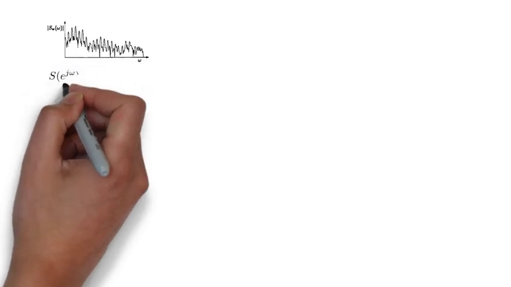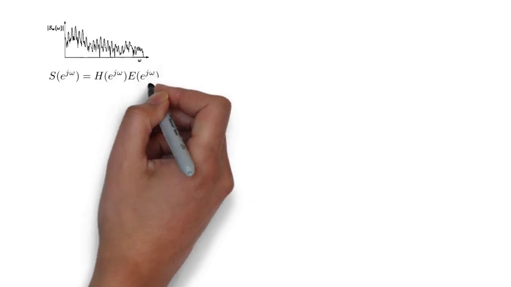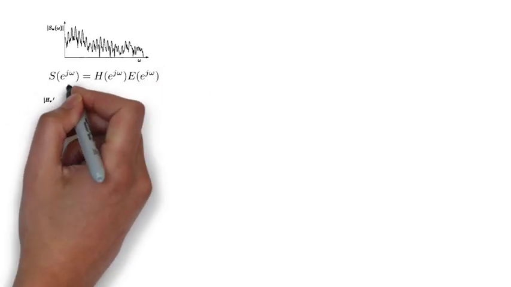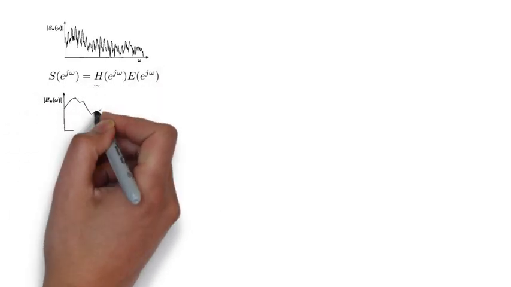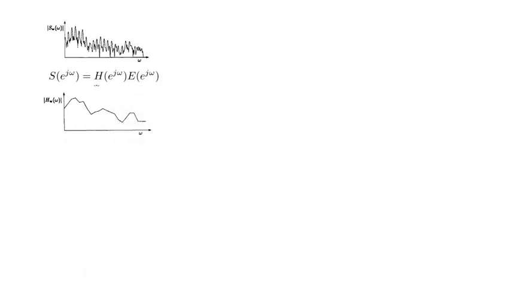Well, you've already seen that S of e to the j omega is equal to H of e to the j omega times the excitation, E of e to the j omega, where H of e to the j omega is a representation of the filtering caused by the resonant characteristics of your vocal tract from your glottis to your lips. And so it's some kind of smooth spectrum that looks like this.